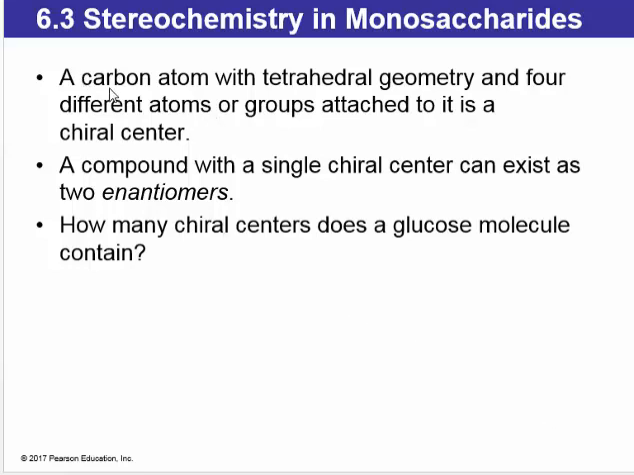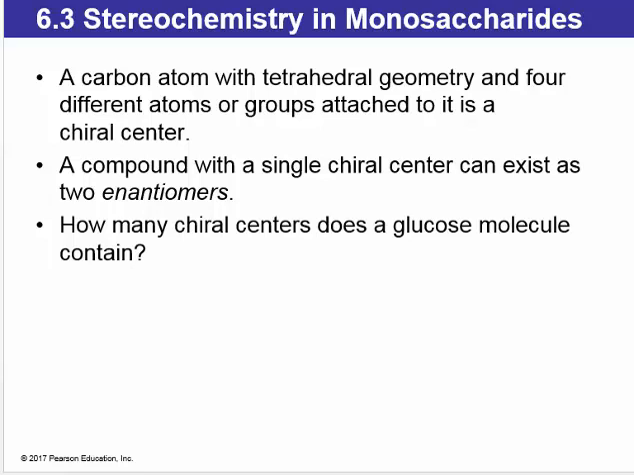We've already seen that a carbon atom with tetrahedral geometry, which is bonded to 4 different atoms or 4 different groups, is known as a chiral center. And a compound with a single chiral center can exist as 2 enantiomers, or 2 mirror images of one another, which is a type of stereoisomer. So how many chiral centers does a glucose molecule contain?